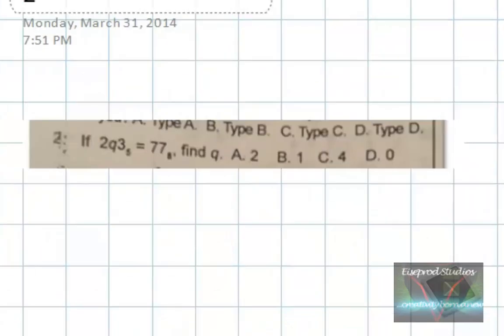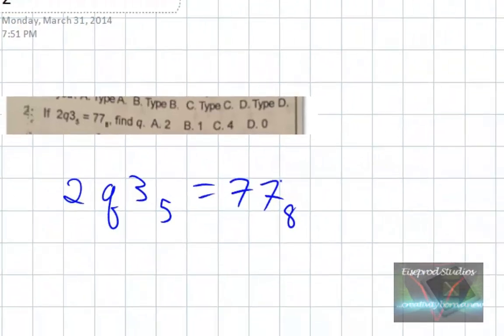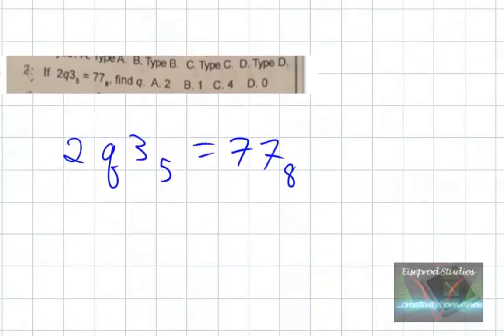Alright, so question 1 says which mathematics question type paper is given to you, and you would just put in D because that's the form that we have with us today. Okay, so question 2 is a change of base question, and it has 2q3 with base 5 is equal to 77 base 8. And so we are asked to solve for q.